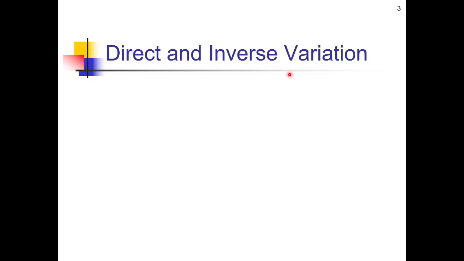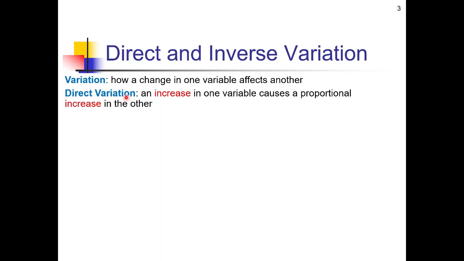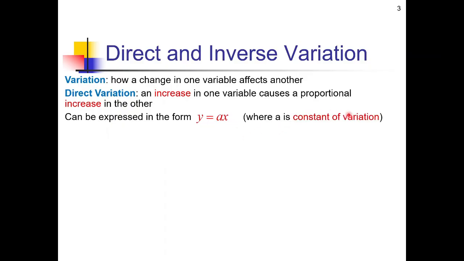So first off, this idea of variation, we're basically talking about how a change in one variable affects another. And there's a few different models we can follow. The two we're going to be looking at today are direct and inverse variation. So direct variation means an increase in one variable causes a proportional increase in the other. So that means that we can express this in the form of y equals a times x, where a is the constant of variation. So basically, as x increases, there's some multiplier that we multiply that by to get y.